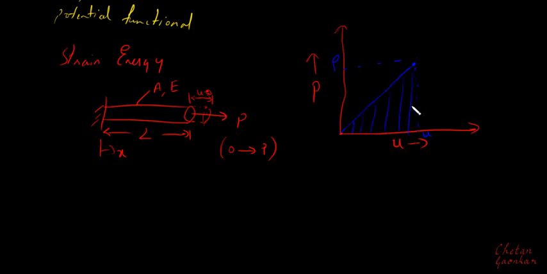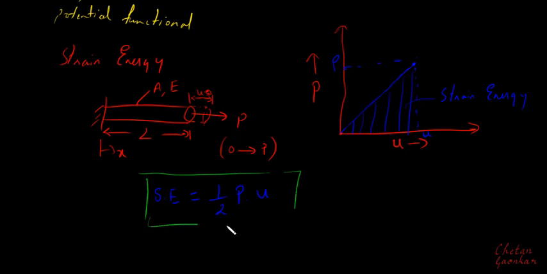And now the area under this curve is nothing but strain energy. By looking at this graph, I can say that strain energy is this area, right? This total area would have been P multiplied by U, but the strain energy is only half of this area. So this comes to half into P into U, which is the strain energy.